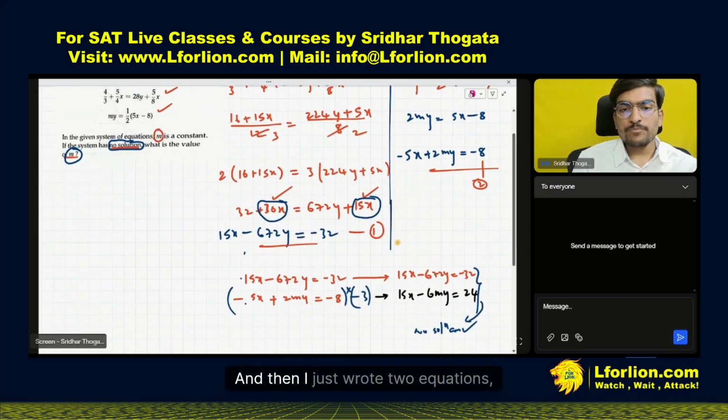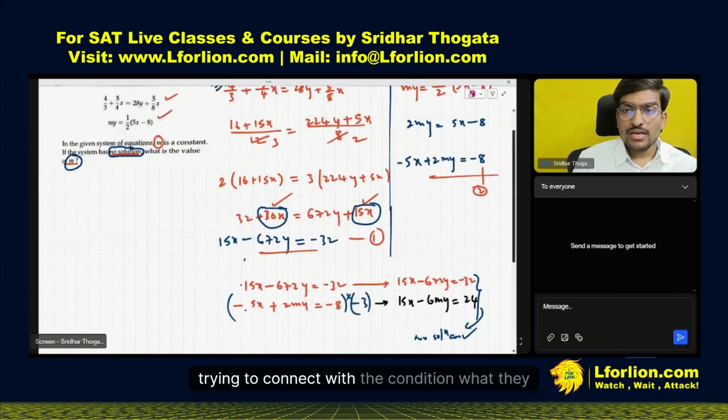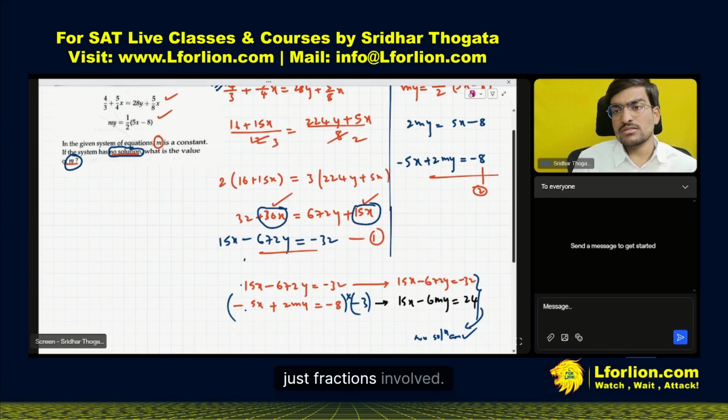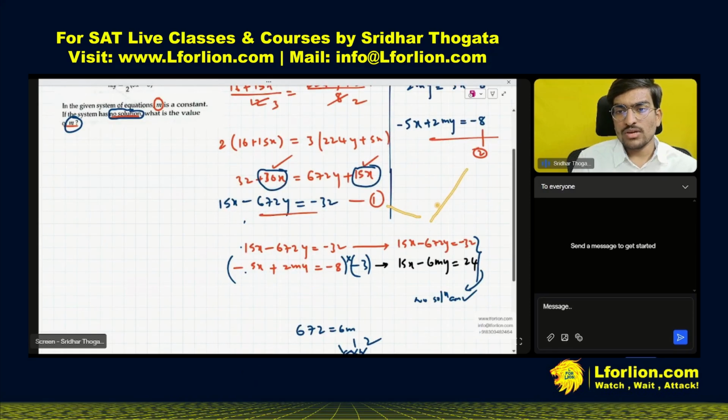And then I wrote the two equations, equation 1 and 2, on the side, and then I tried to connect them with the condition they gave. This is the same question, but the equations are given in a complex form, with fractions involved. I solved the fractions and made up my two equations.